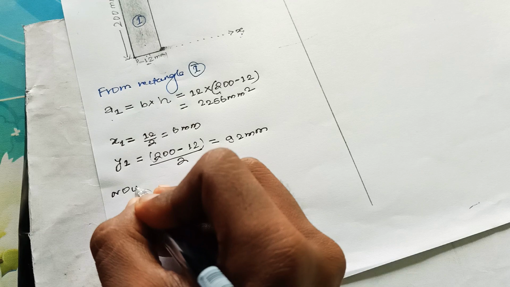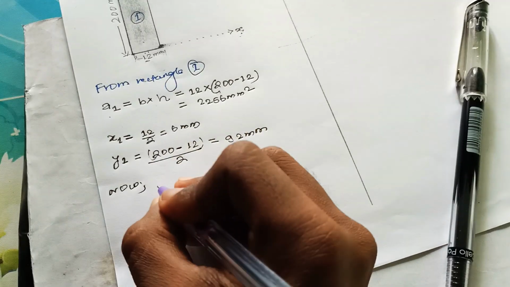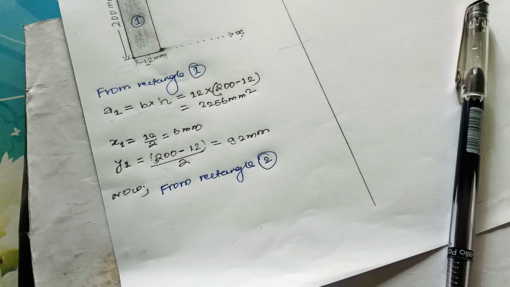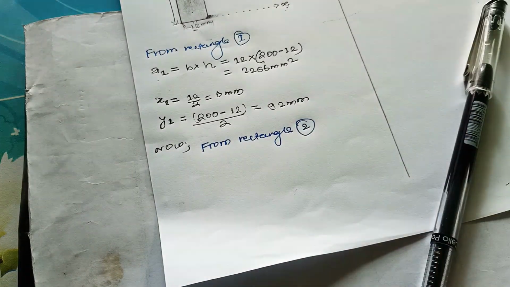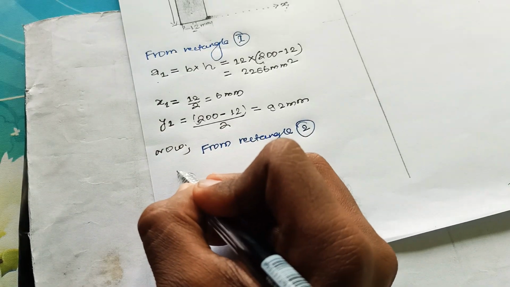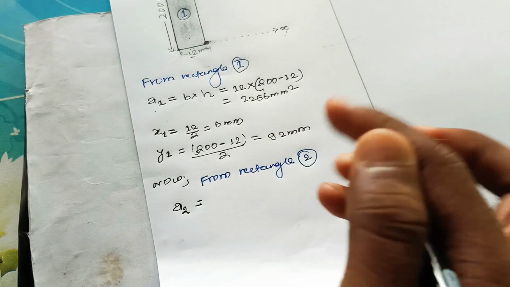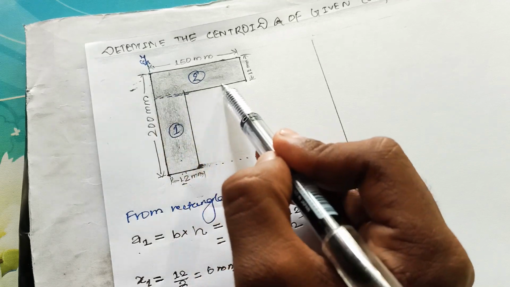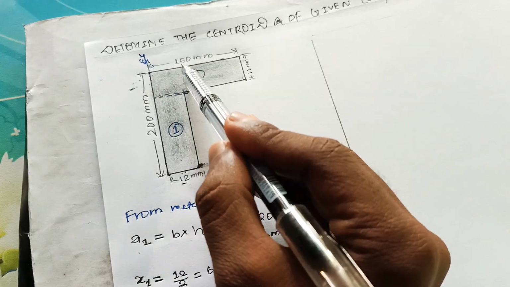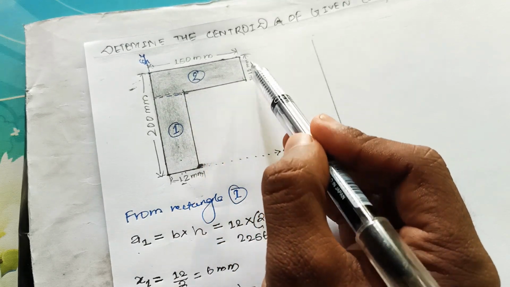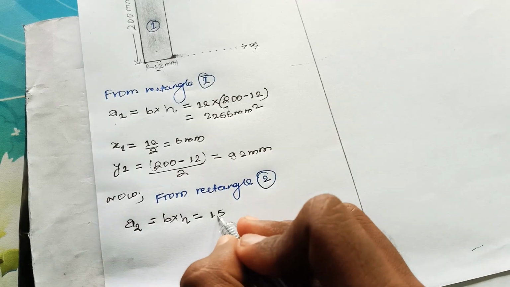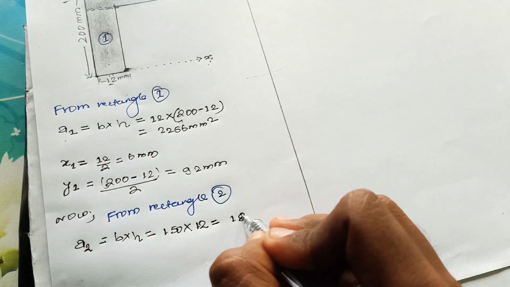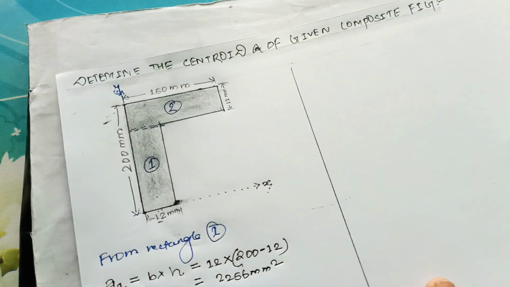Now we go through the second rectangle, rectangle 2. For rectangle 2 we have to find the area, named A2. We have the formula b into h. For this rectangle 2, the base dimension is 150 mm and the height is 12 mm. So we write 150 into 12, which is 1800 mm square.